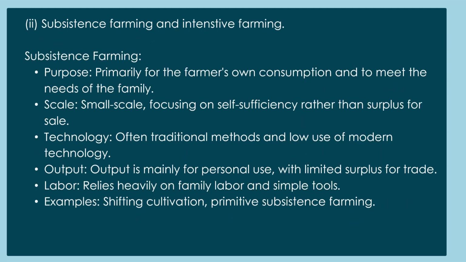Subsistence farming and intensive farming. First one, subsistence farming. Purpose. This is primarily for farmers' own consumption and to meet the needs of the family. It is small scale, focusing on self-sufficiency rather than surplus for sale. It often uses traditional methods and low use of modern technology. The output is mainly for personal use with limited surplus for trade. It relies heavily on family labor and simple tools. For example, shifting cultivation, primitive subsistence farming.